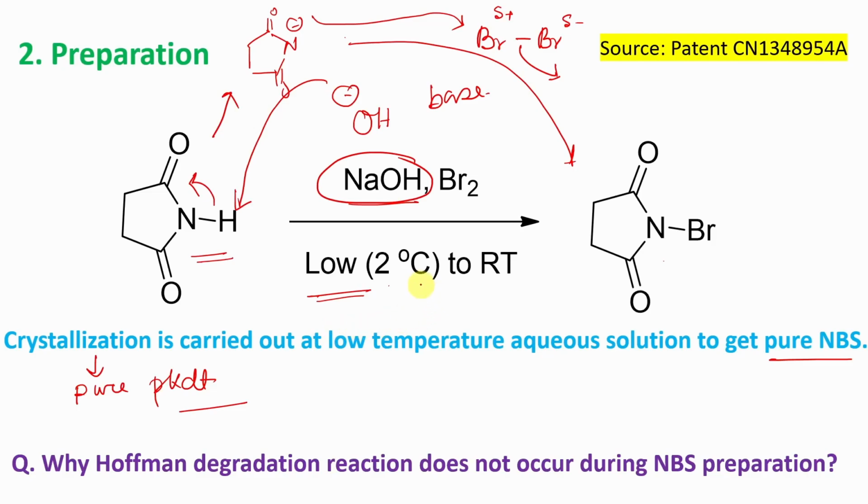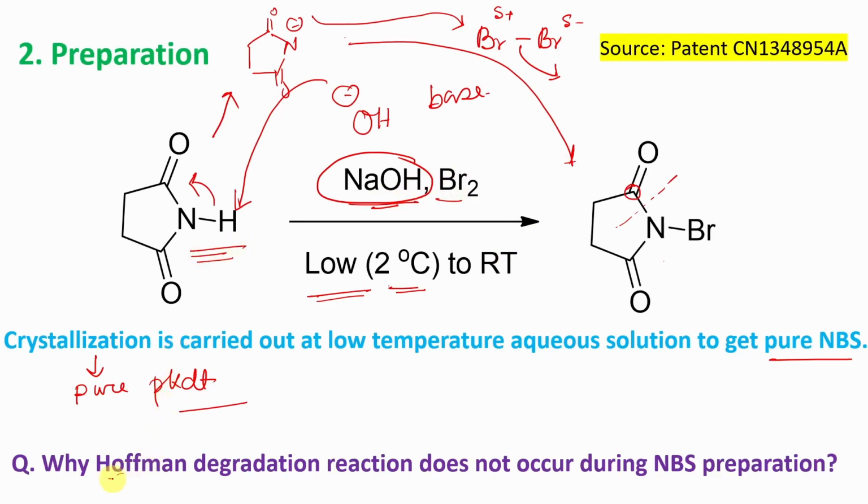Furthermore, one interesting point: why low temperature? If you increase the temperature, there is a chance of this amide hydrolysis. This bond could be broken. How? OH minus can act as a nucleophile and attack this carbon center. So further amide hydrolysis is possible. So low temperature stops that reaction chance. And furthermore, you may think, sir, sodium hydroxide, bromine, you are talking about a carboxylic acid amide.